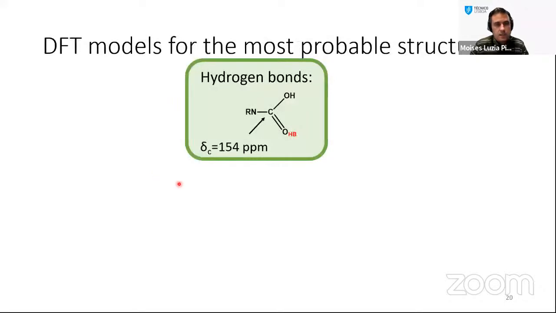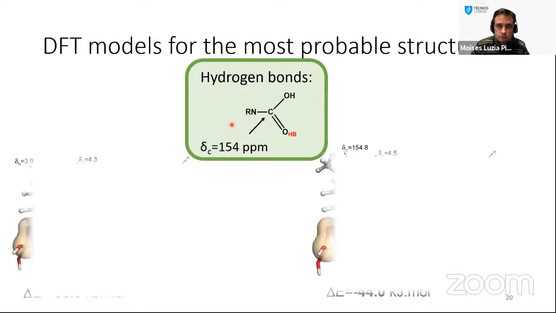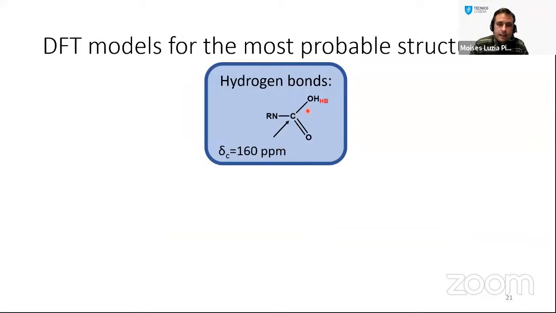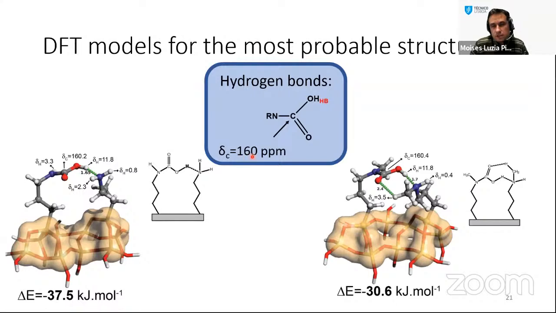So summarizing what we have concluded, also using some DFT models, we have these types of structures that we see in here, for primary amines and for secondary amines, and we can compare these signals with the ones before. We concluded that when we have 154, it means that we only have hydrogen bonding at this position. When we have hydrogen bonding at the top position, we have a signal at 160, so it's doing this type of interaction with the lateral amines that we see in here.